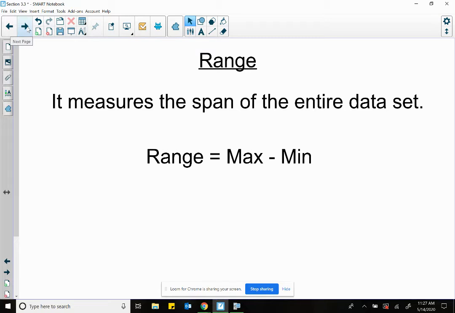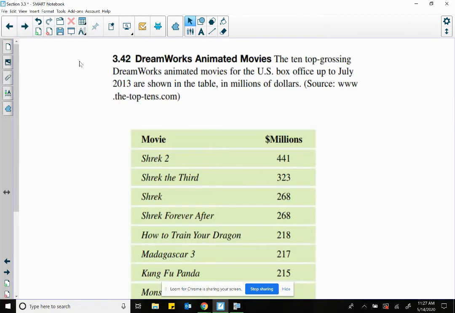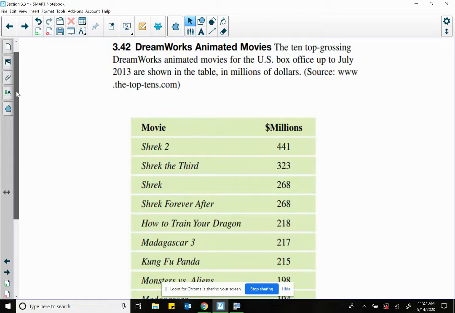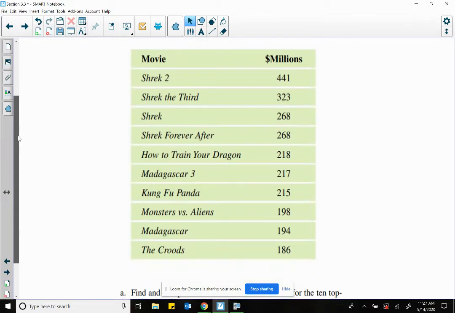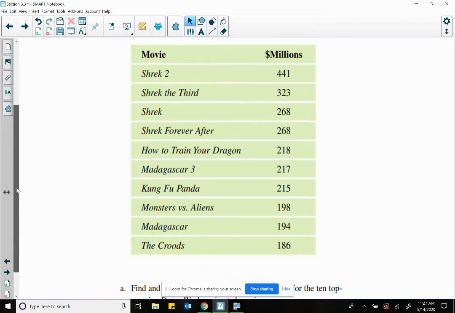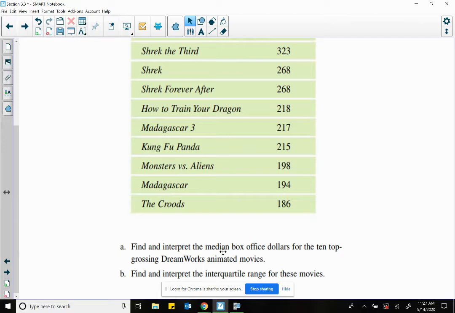All right, let's take a look at some problems. These are the 10 top grossing DreamWorks animated films for the US box office up to July 2013. We've got Shrek 2, Shrek the Third, all that stuff. The cool thing is these are already in order for us. Down here it says find and interpret the median box office, and then find and interpret the interquartile range.